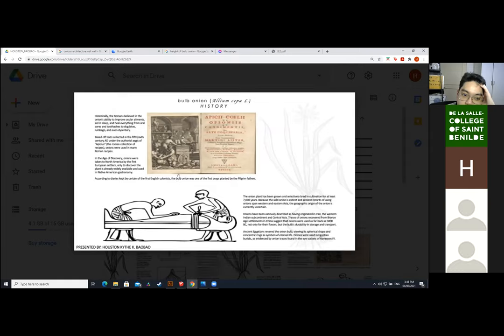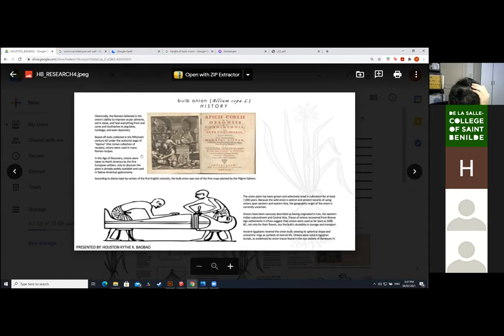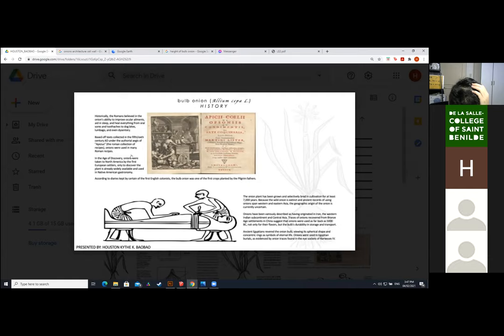So, history about onion. Romans believed that onions were the solution to various eye problems, toothaches, and even dog bites. So back then, they used it as a medicinal or herbal thing to cure them. Based on the text collected from the Apicius, which is a collection of various Roman recipes, the Romans also used onions in various culinary dishes. Onions were also popular in Central Asia because of their flavor and how easy they were to store and transport.